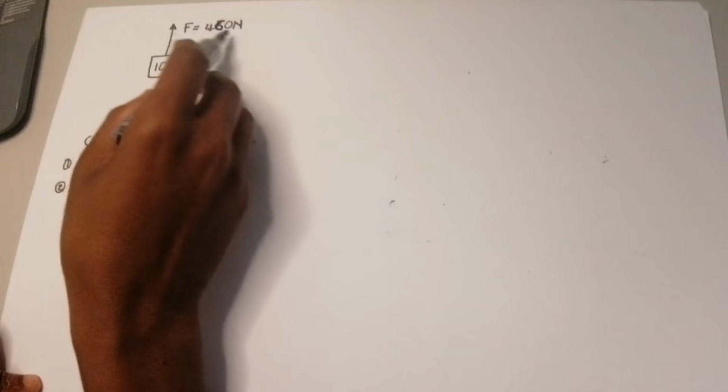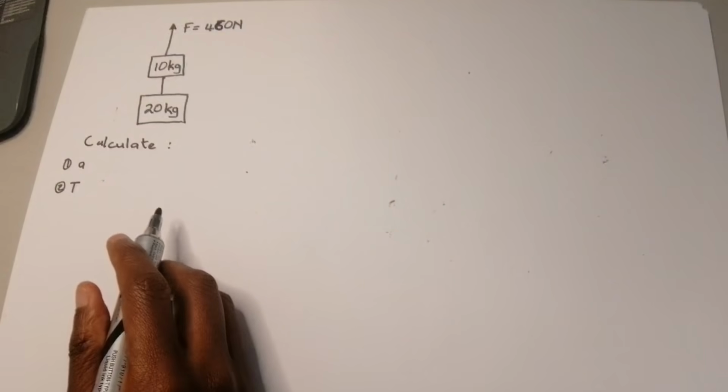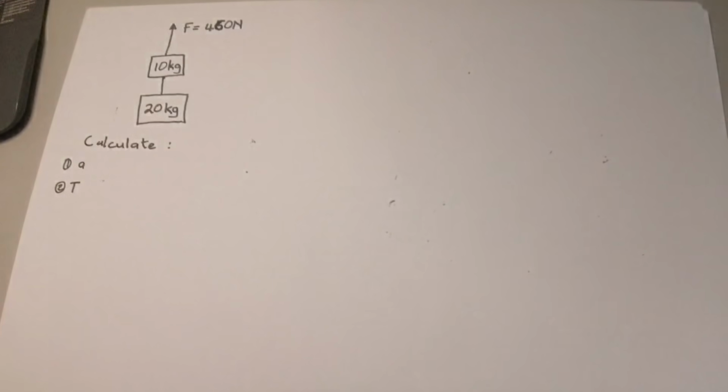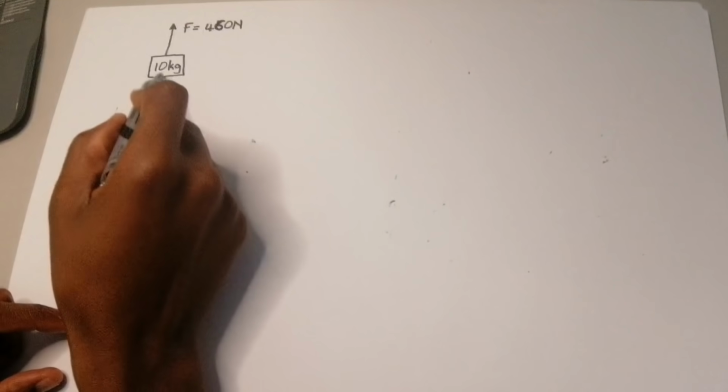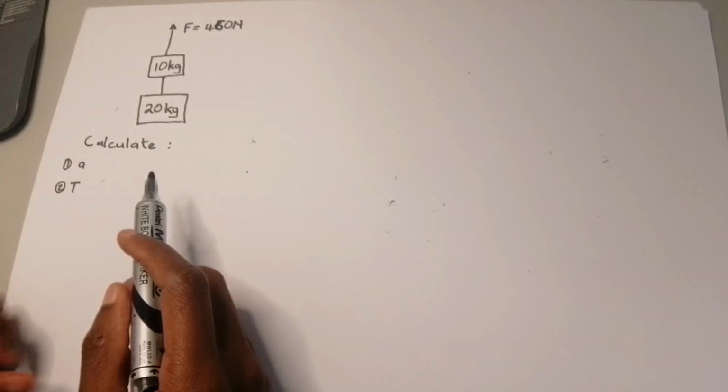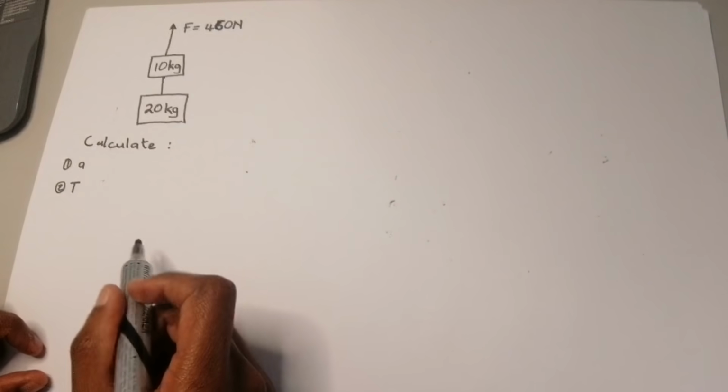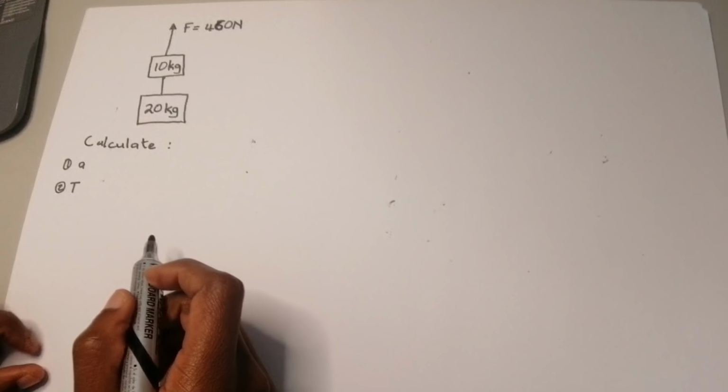Right, so we've got a force of 460 newtons acting on an object, pulling objects upwards. The two objects are actually attached by a string. Remember, we said it's a light inextensible string. And in this case, we want to calculate the acceleration as well as the tension.